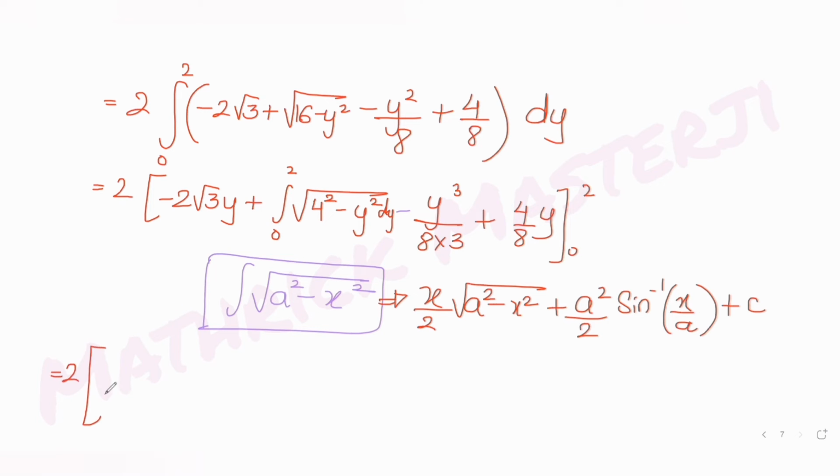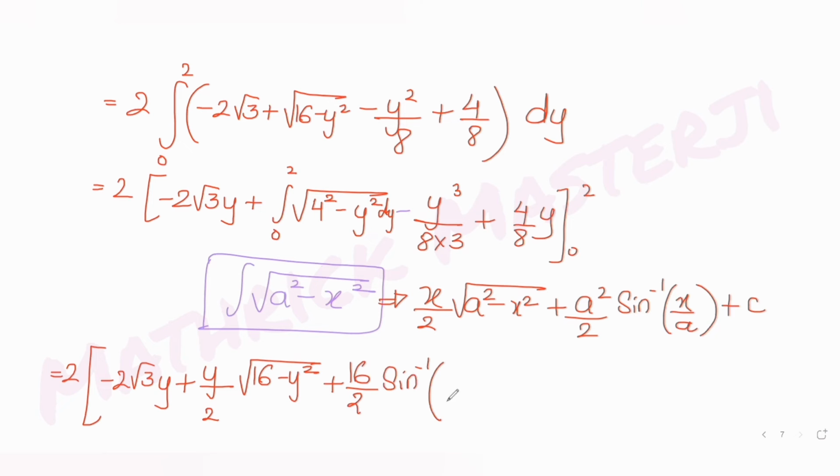So if I do that, 2 times minus 2 root 3y stays as it is, because we have already taken the integral. If I take the integral of this, we know a is 4, and instead of x you have y here. So it becomes y over 2 root of a square minus x square, that is 16 minus y square, plus a square by 2. A square means it is 16 by 2 sine inverse of y over 4, since a is 4, and you have minus y cube over 24 now, and 4 over 8 makes it 1 over 2.